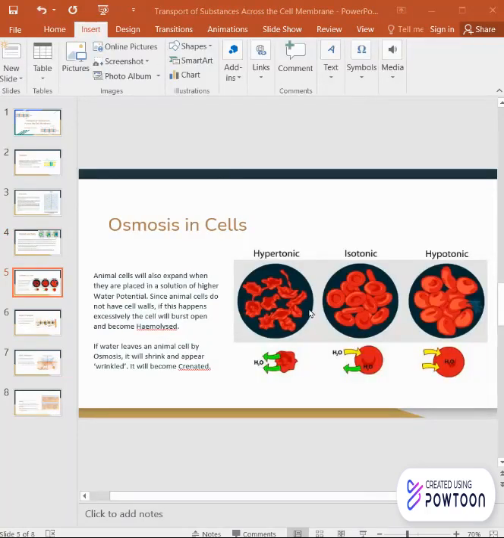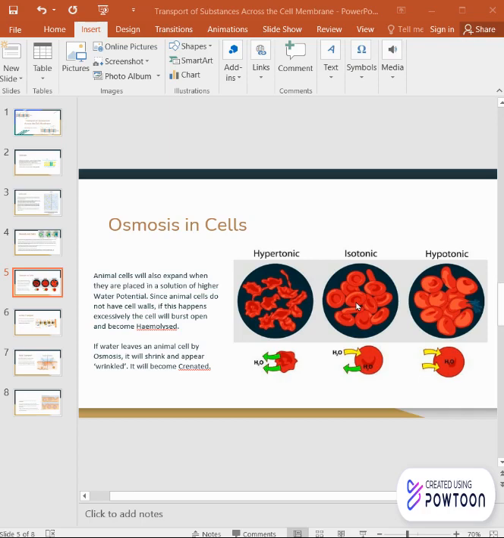So when we think about hypertonic solution for animal cells, outside is going to have a low water potential and inside of the cells has a higher water potential. So water is going to move from within your cells and go outside of your cells, a region of high water potential to a region of low water potential. The cell becomes wrinkled. An isotonic solution, there is equal water potential on the inside and outside, so the cells remain the same.